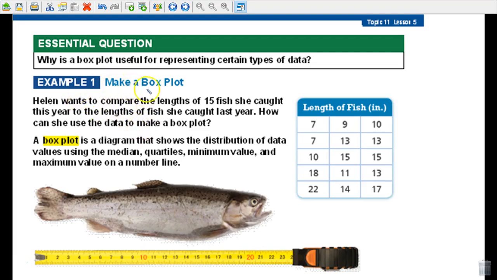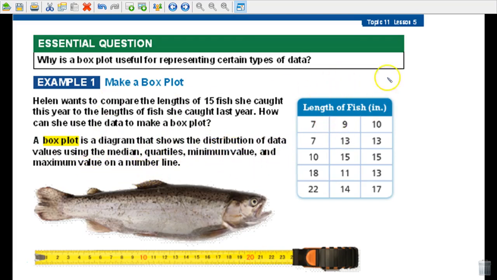Example 1, make a box plot. Helen wants to compare the lengths of 15 fish she caught this year to the lengths of 15 fish she caught last year. How can she use the data to make a box plot? A box plot is a diagram that shows the distribution of data values using the median, quartiles, minimum value, and maximum value on a number line.